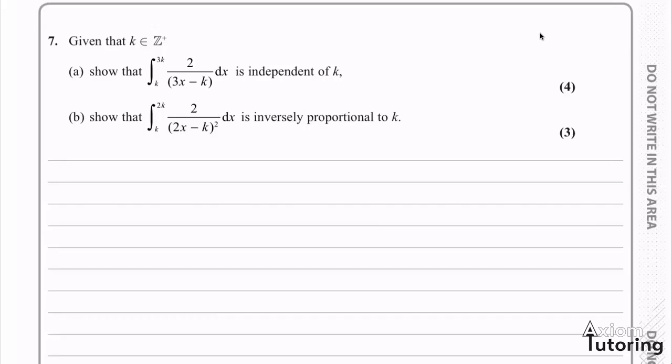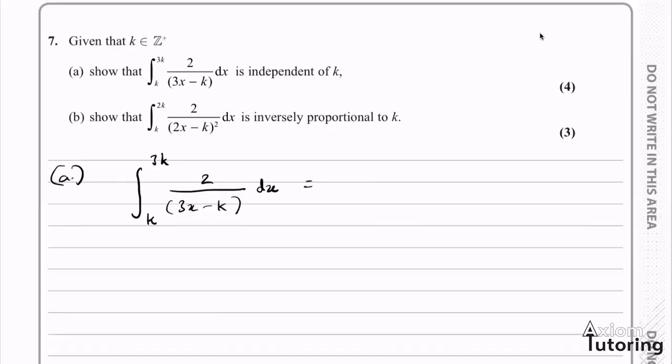So in this question, we're doing some integration. Let's start with part A. We want to show that the following integral here is independent of k. So let's see how we could do that. We have the limits 3k to k, which we need to evaluate this integral from, and we have 2 over 3x minus k dx. So let's do this integration first here.